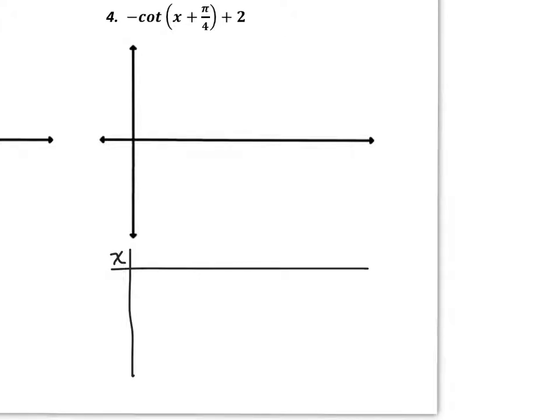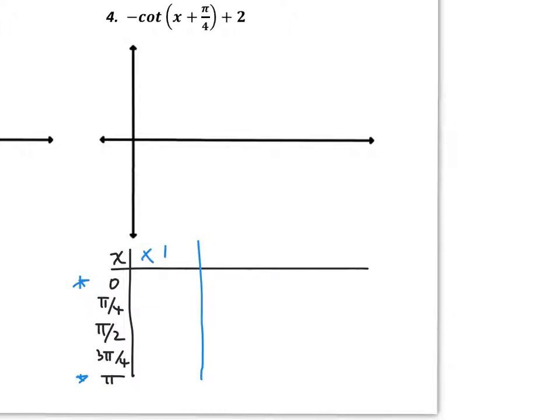Where's your first asymptote? 0, then pi over 4, then pi over 2, then 3 pi over 4, and then your other asymptote is going to occur at pi. So remember, 0 and pi are asymptotes right now. You are going to multiply by 1 over b. So what are we going to multiply by? 1. So everything's going to stay the same, so we can basically skip that part. There's a negative. Remember, that's your amplitude, so that's not going to affect this.